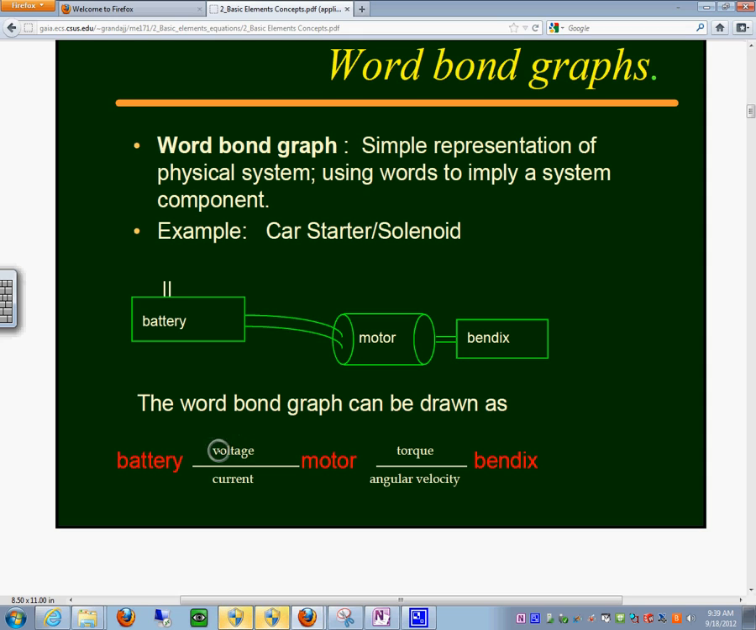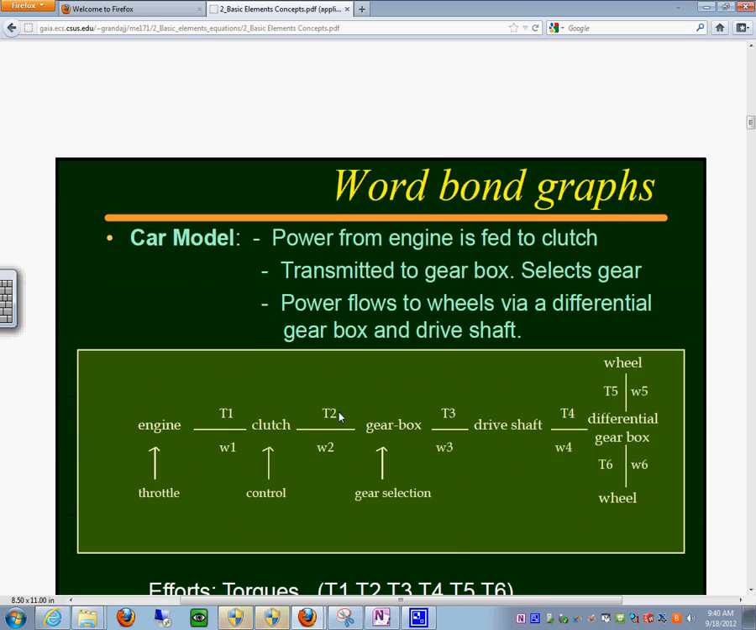Anyway, notice one thing. Here's the voltage and the current as the variables of communication between two sections of the system; they are in fact those power variables. Between the battery and the motor would be the voltage and the current, and between the motor and the Bendix would be the torque and the angular velocity. Okay, so let's go on with this now.